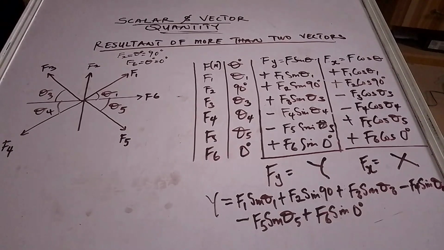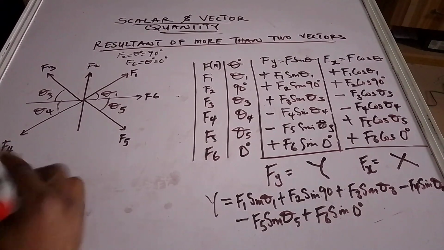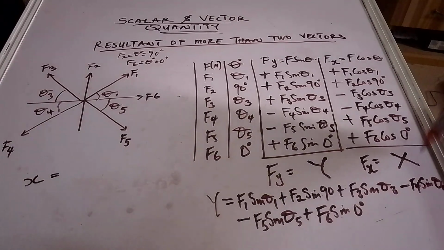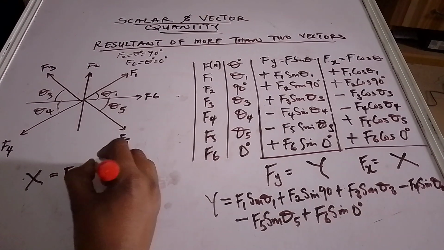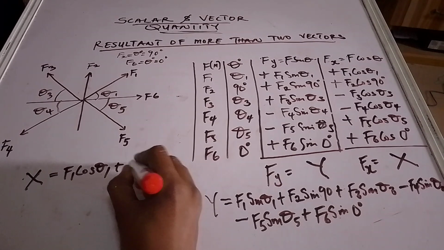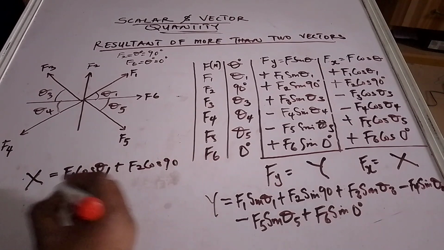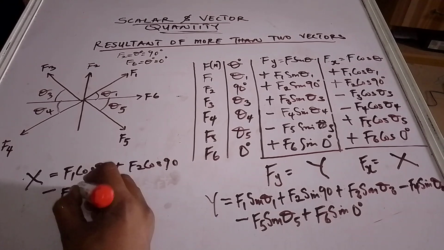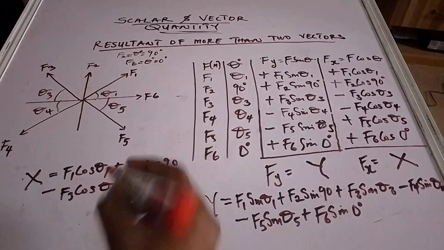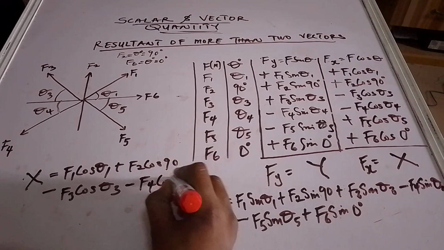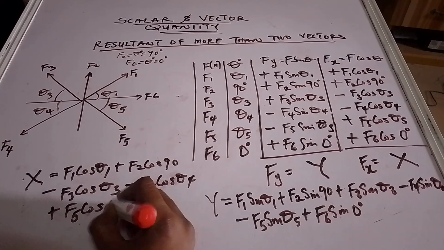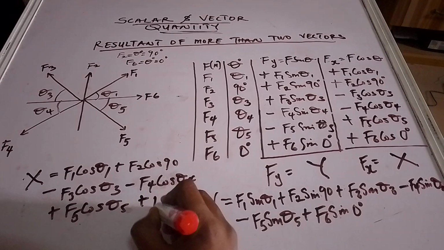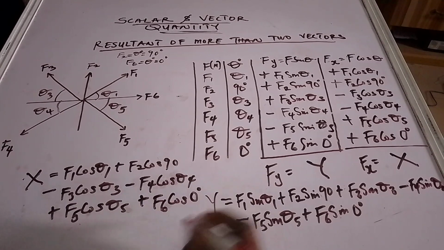So let's look at the value for the x component now. Our x is going to be F1 cos theta 1 plus F2 cos 90 minus F3 cos theta 3, so you have to follow, minus F4 cos theta 4, then plus F5 cos theta 5, then plus F6 cos 0 degree. So whatever this result gives me is going to be our result for the horizontal component.